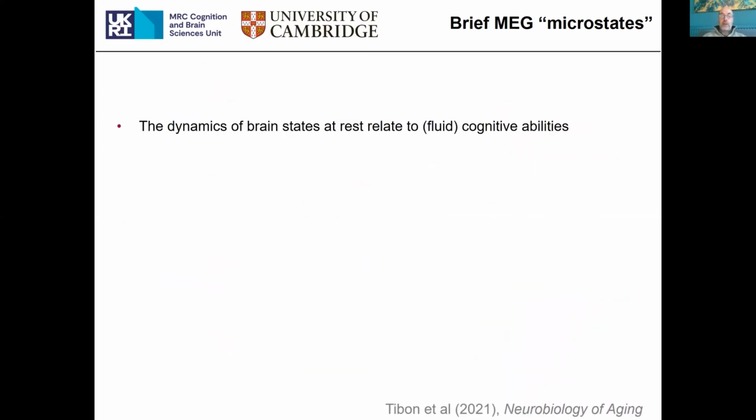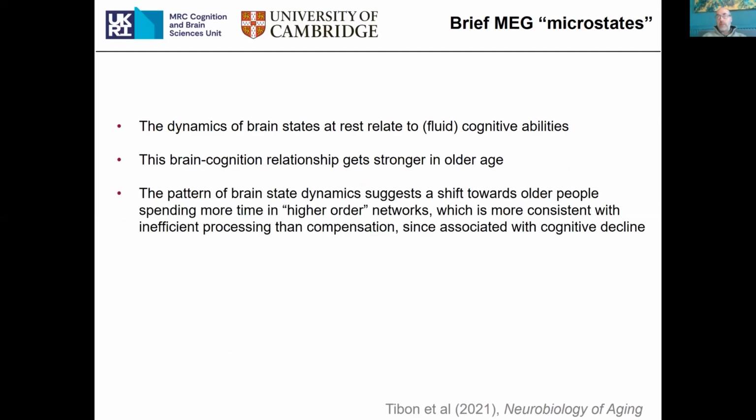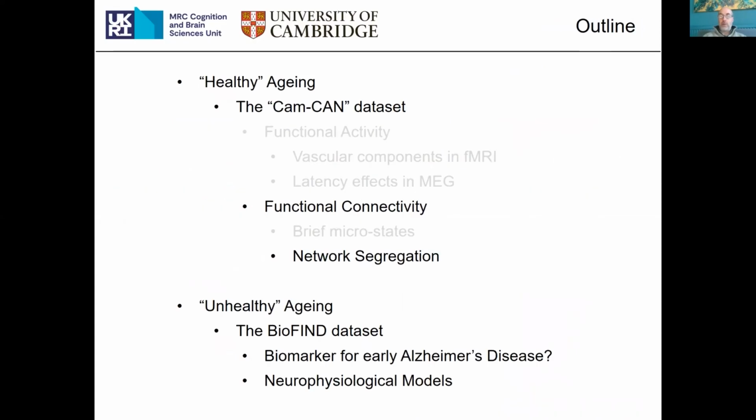So to summarize, the dynamics of brain states at rest do relate to fluid cognitive abilities, and this gets stronger in older age. In the paper, we speculate this particular pattern is more consistent with inefficient processing than functional compensation, because it's associated with cognitive decline, but you can read more in the paper if you're interested.